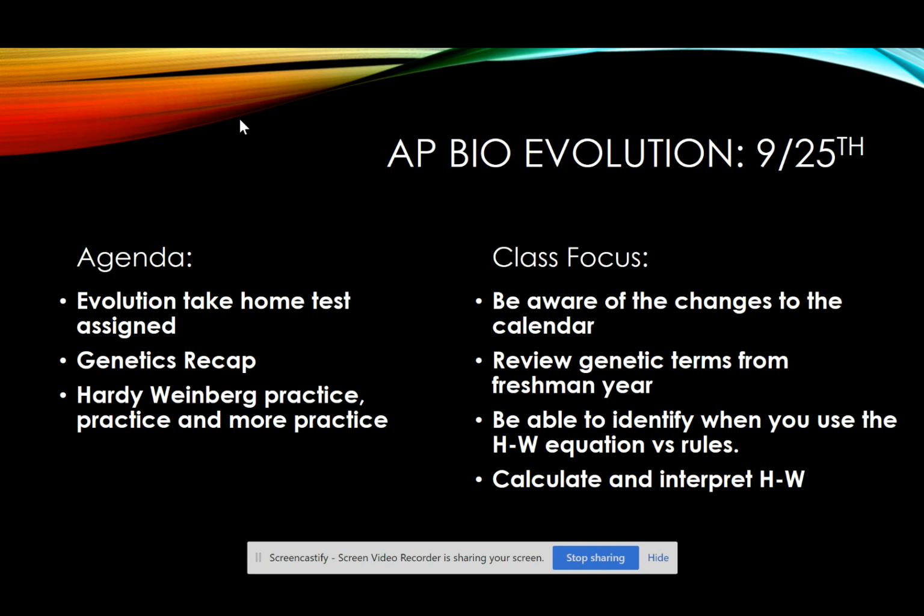It's in that big category. So hint, hint. We'll do a little bit of a genetics recap that should get you thinking about some words and some terms that you saw freshman year, or at least whenever you took on-level biology. And then we're going to do some Hardy-Weinberg practice, and it'll come in the form of we'll practice the theory a little bit, and then we will practice the actual calculations and the interpretation of those numbers.